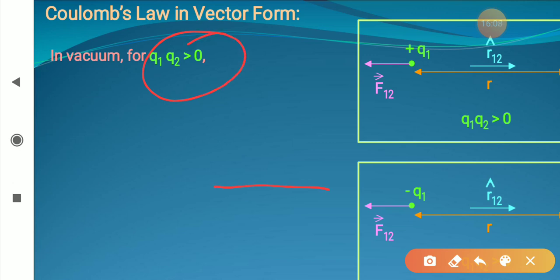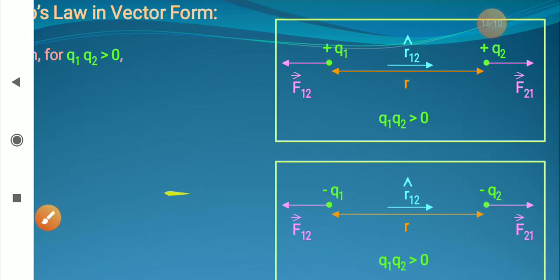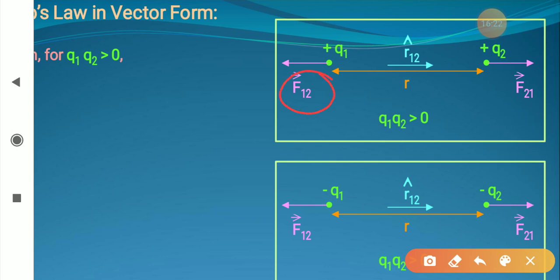Now look at this situation. Here Q1 is repelled by Q2. So the force is along this direction. The force on Q1 is F12, and the direction of this force is from Q2 to Q1. So F12 is acting along R21.